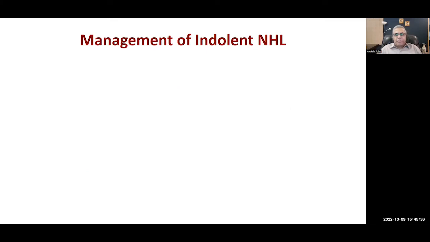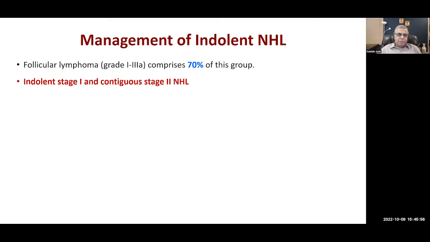Right. So management of indolent non-Hodgkin lymphoma, follicular lymphoma, grade 1 to 3A, comprises 70%. So this is a good thing. 70% of the cases are slow growing cases. They are easier to treat and they will respond better to the treatment.